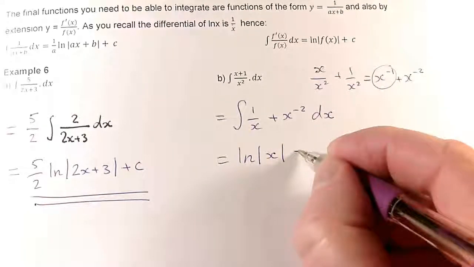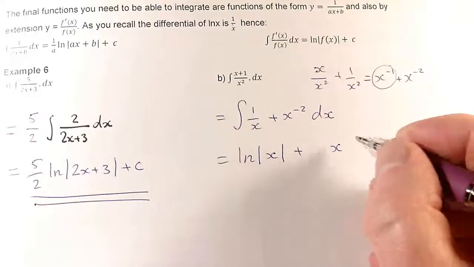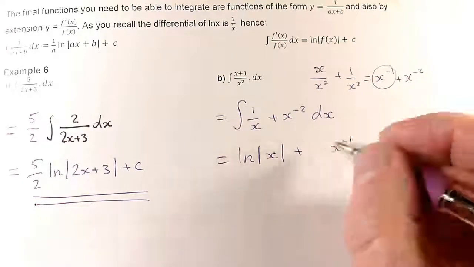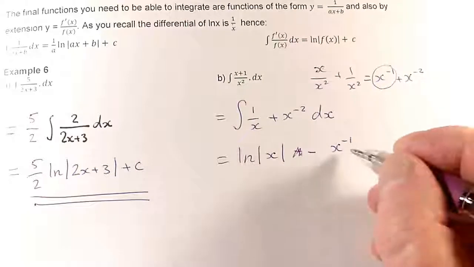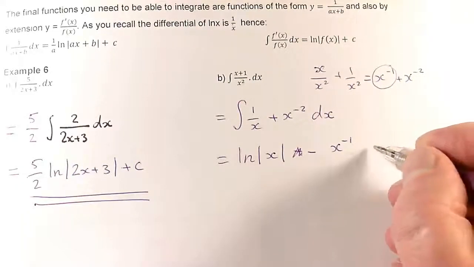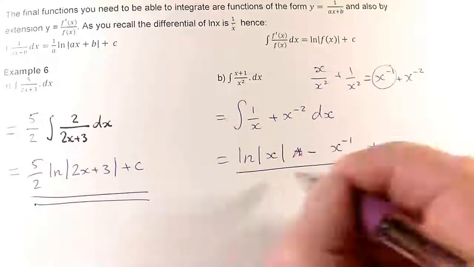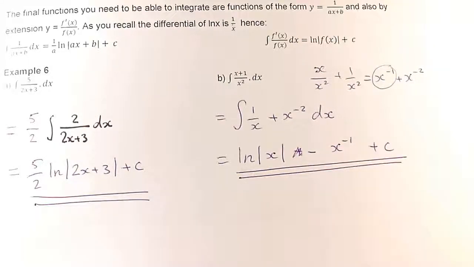Okay, and then the other one: add 1 to the power, minus 2, add 1 to it, you get minus 1, divide by the new power, so that's 1 over minus 1, so it's going to be minus 1 lot of x to the power minus 1, plus c, and that is my answer. Okay, and if you forget those modulus signs, then normally you won't get into trouble.